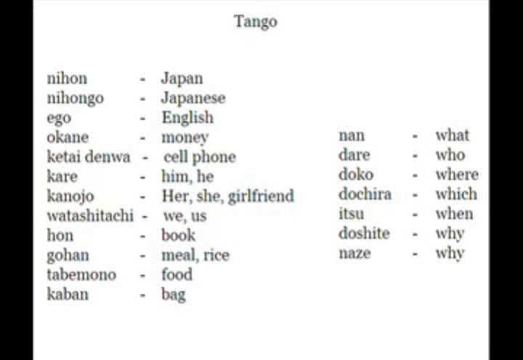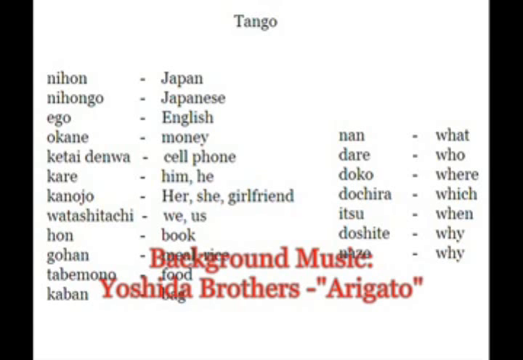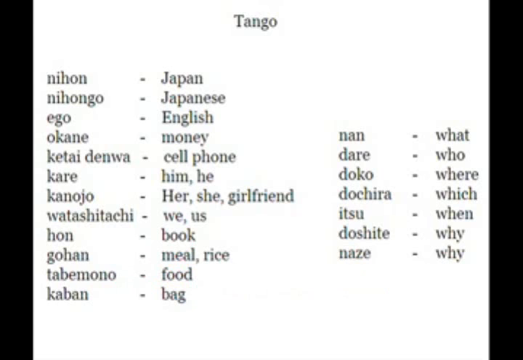So, starting with this week's vocab, tango. The first word is Nihon. Nihon means Japan. Nihongo. Nihongo means Japanese. Ego. Ego means English.